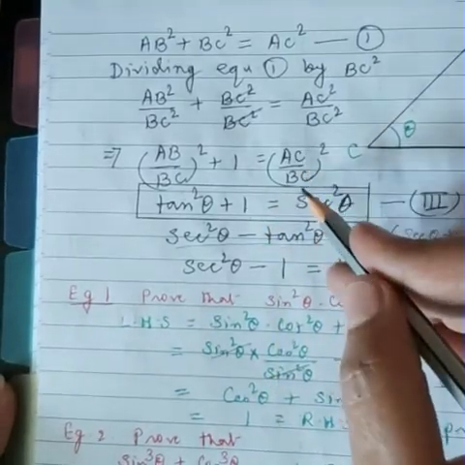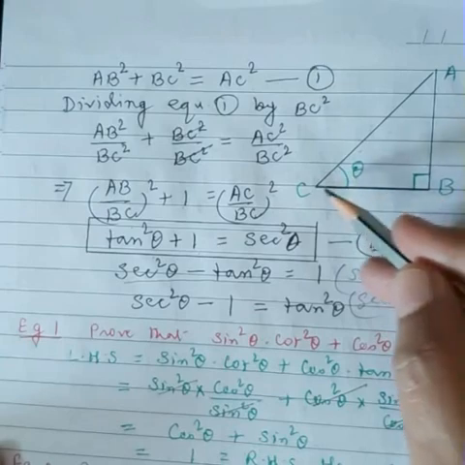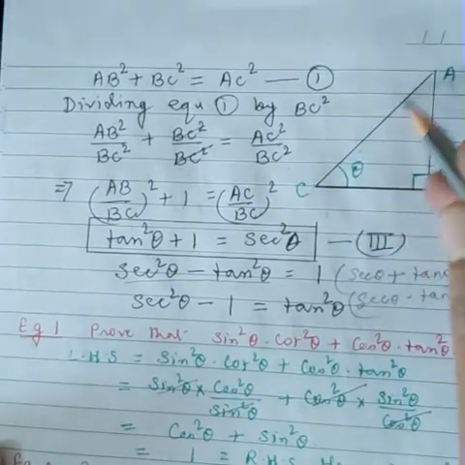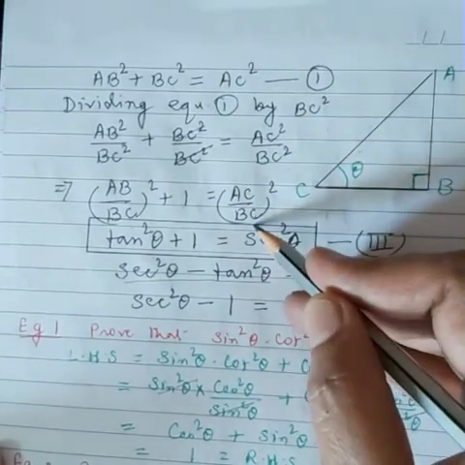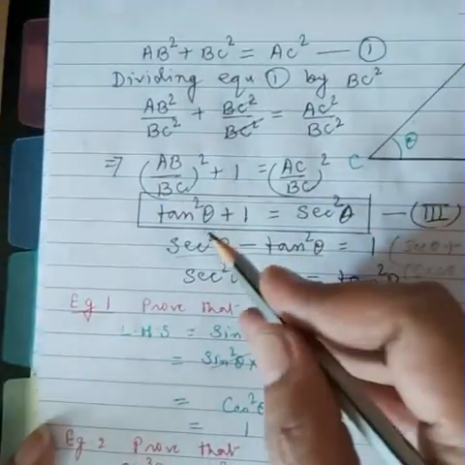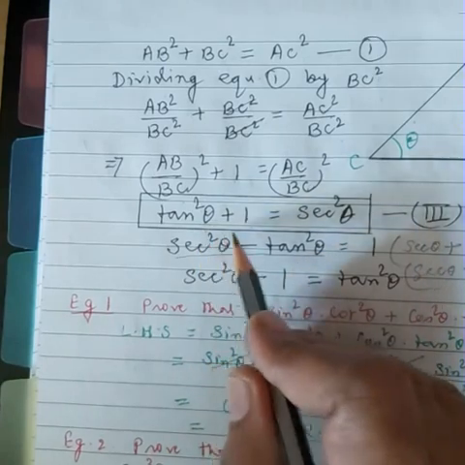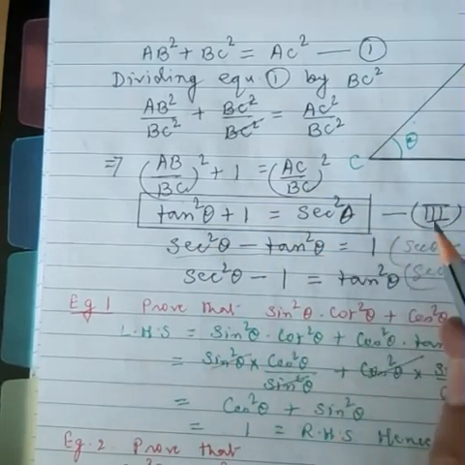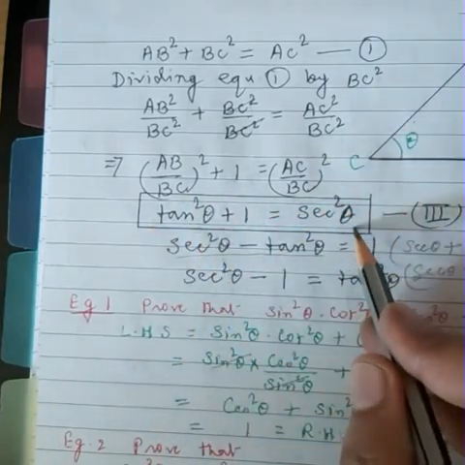Now AC by BC, check here in this figure. AC by BC means hypotenuse by base. Hypotenuse by base is sec theta. Therefore AC by BC whole square is equal to sec square theta. So the next identity we have got is tan square theta plus 1 is equal to sec square theta. This is the third basic identity which you have to remember.